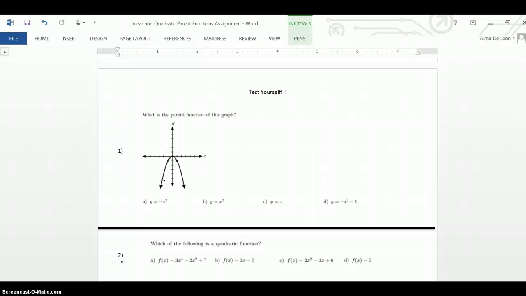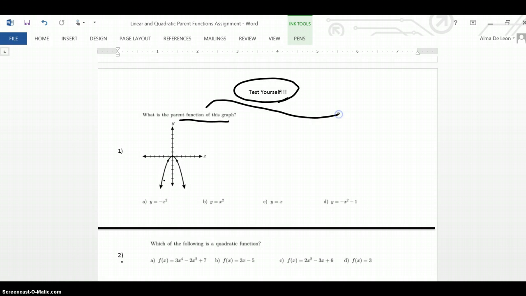Okay guys, today we're going to focus on the very last part of your linear and quadratic parent function assignments, which is called Test Yourself. There's 8 questions and I'm going to go over a few of them. Question number 1. What is the parent function of this graph?